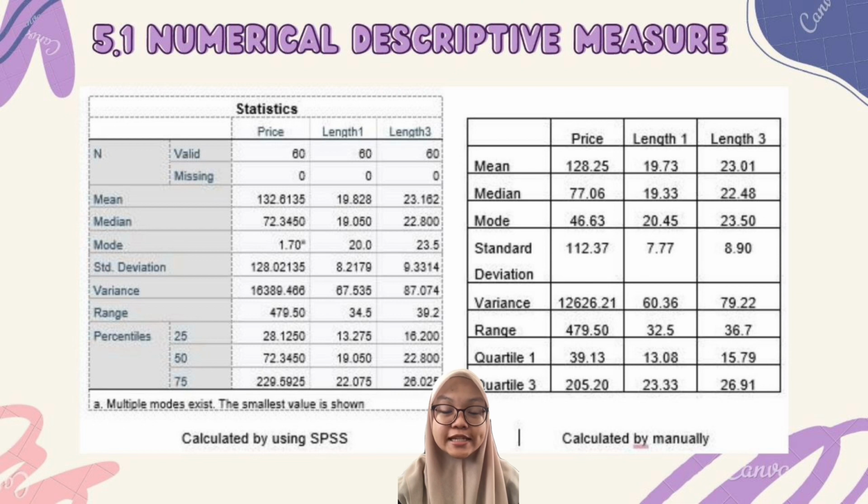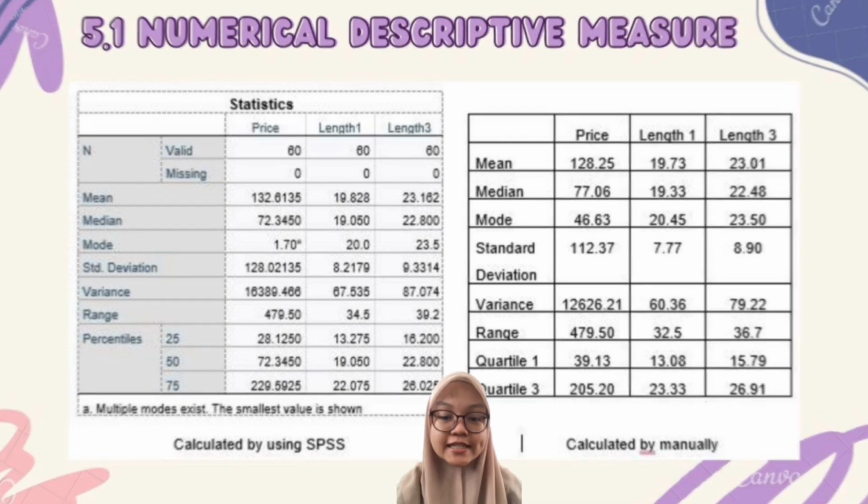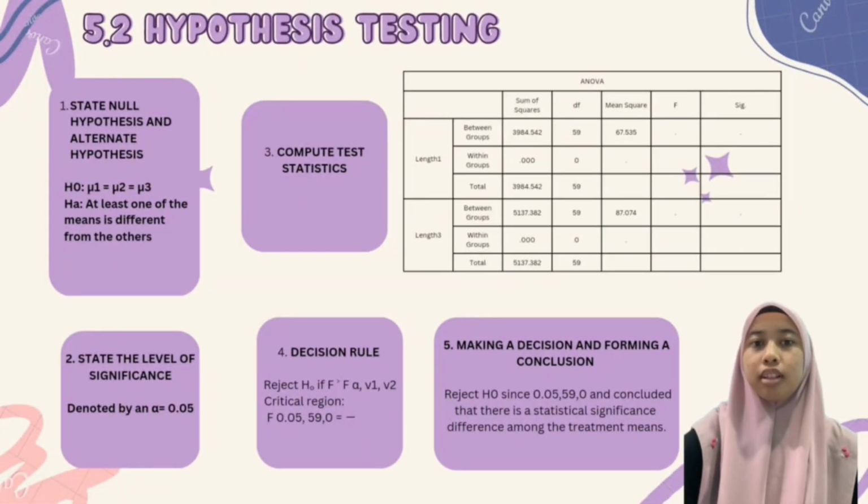I will present Section 5, statistical analysis using SPSS. 5.1 Numerical descriptive measures. The two tables show the numerical descriptive measures for the price, length 1 and length 3, calculated by using SPSS and manually. There are differences in mean, median, mode, standard deviation, variance, range, quartile 1 and quartile 3 for the two types of calculations. Next is hypothesis testing.